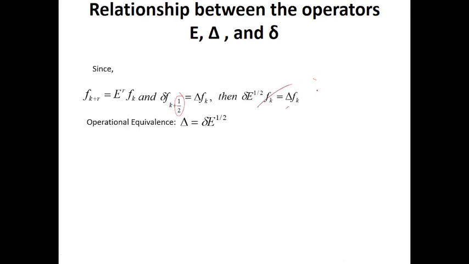So, maka-cancel yung f sub k. Ayan, ito yung matitira. So, uppercase delta equals lowercase delta multiplied by e to the power of 1 half. No? So, that's the operational equivalence. So, delta equals delta e to the 1 half. No?